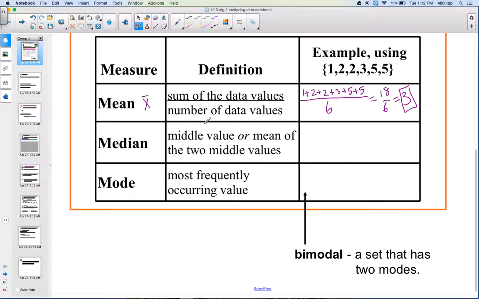The median is the middle value, and it's the middle value when you have an odd amount of numbers, because then you can find the exact middle number. Or if it's an even amount of values, just like we have here, we're going to find the mean of the two middle values. So the two middle values here are 2 and 3.